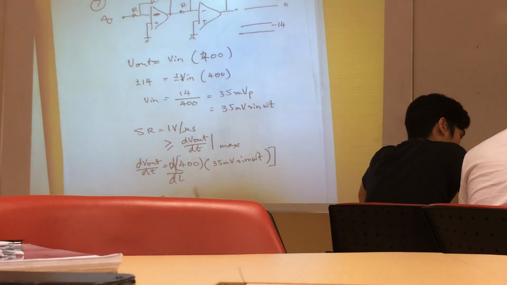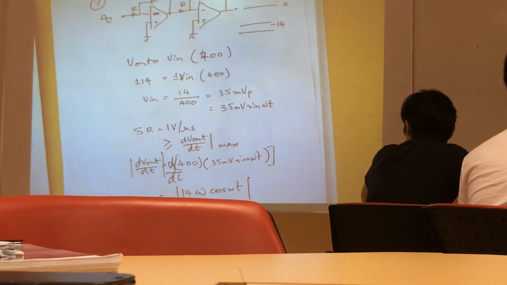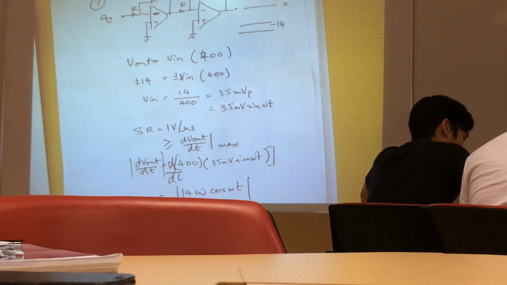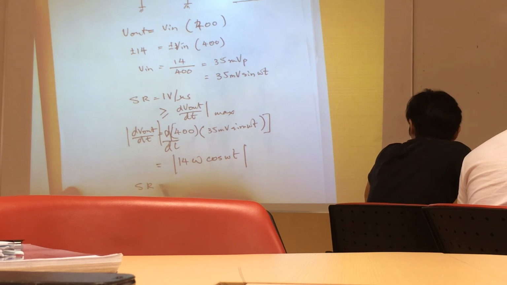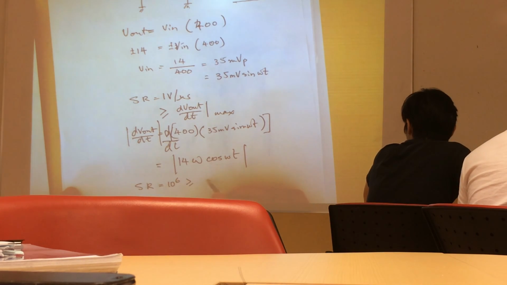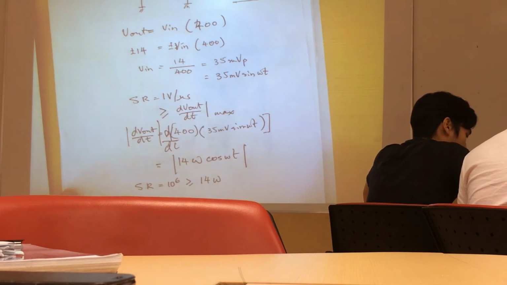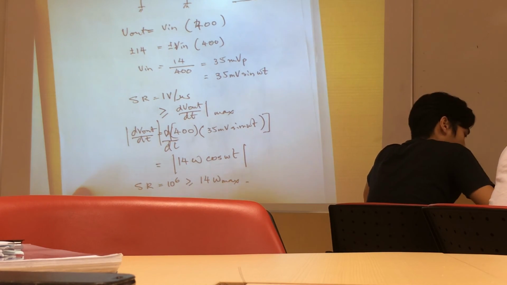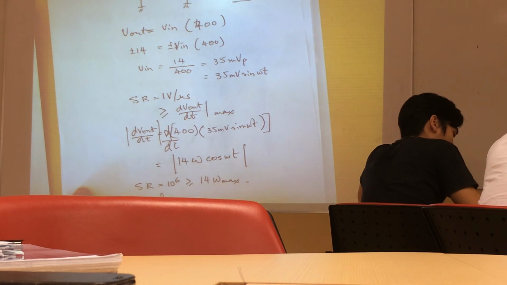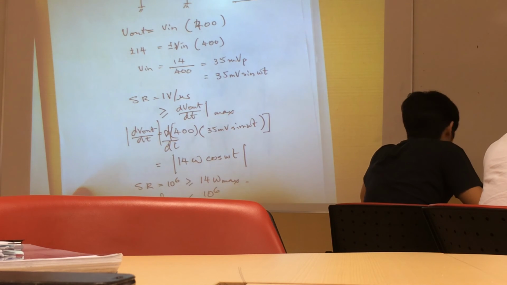So this becomes 14 omega cos omega t, I don't remember the sign. Okay, so that is what we have. And to find out the maximum value, we know that the slew rate, which is 1 megavolt per second, must be greater or equal to the maximum rate of change of this, which is 14 omega max. So therefore we can find out frequency F max. F max will be smaller or equal to 10 to the 6 divided by 14 divided by 2 pi.